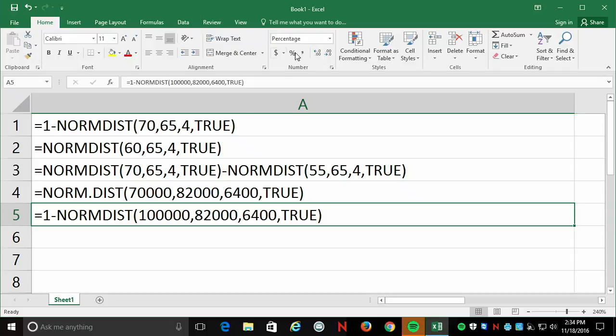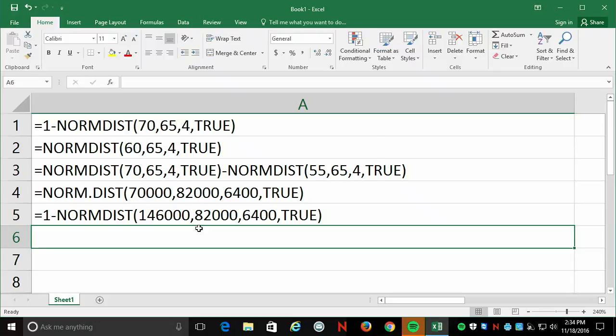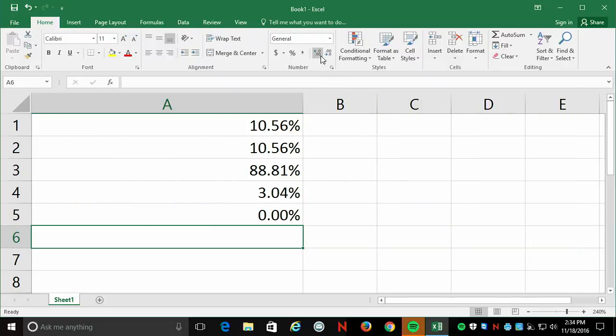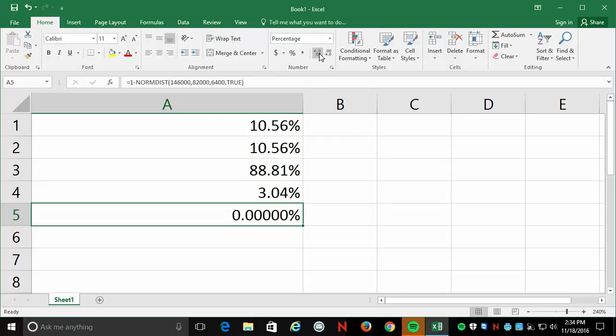Might as well do the same thing. Remember we said, okay, what's the odds that we get 146,000 miles? That's 1.46 million. It's going to give me a very small 0. Let's see if I get more decimal places. I said virtually 0, and we did it. Whoops, wrong thing. Let's see if we get a significant digit here.